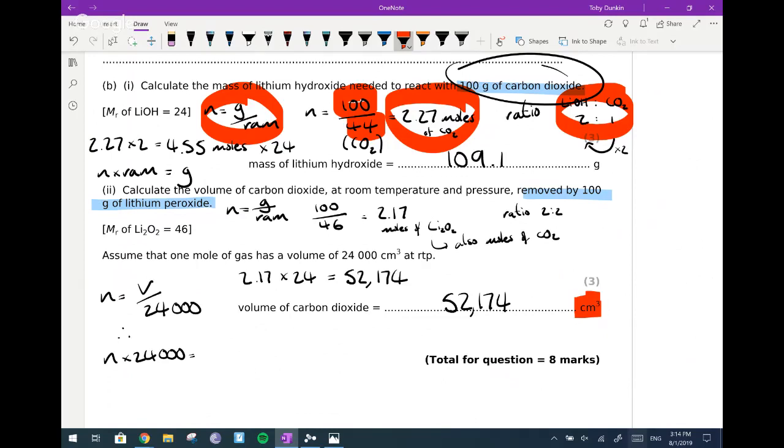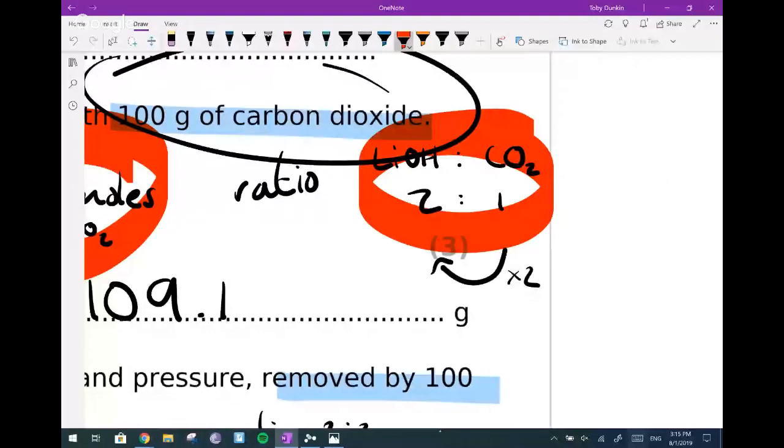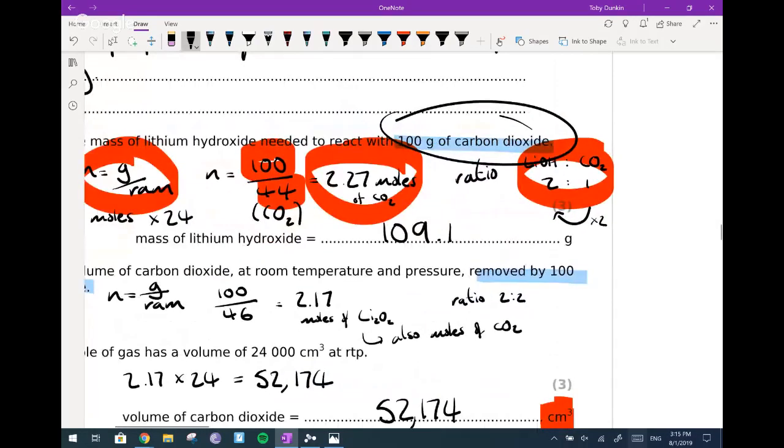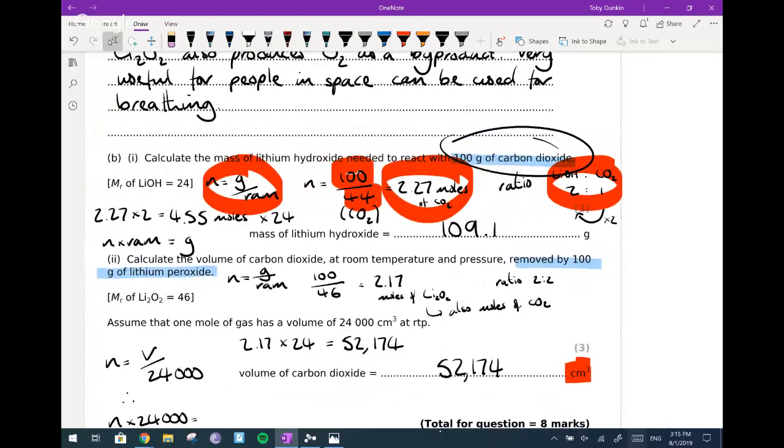But hang on a minute, which one have I just worked out? Oh, it's 100 grams of carbon dioxide. Notice my outline. Yeah, I've just worked out the moles of carbon dioxide. So I need to remember that the ratio is going in this direction. So I'm timesing by 2. Right, times that by 2, and I get the moles of lithium hydroxide.